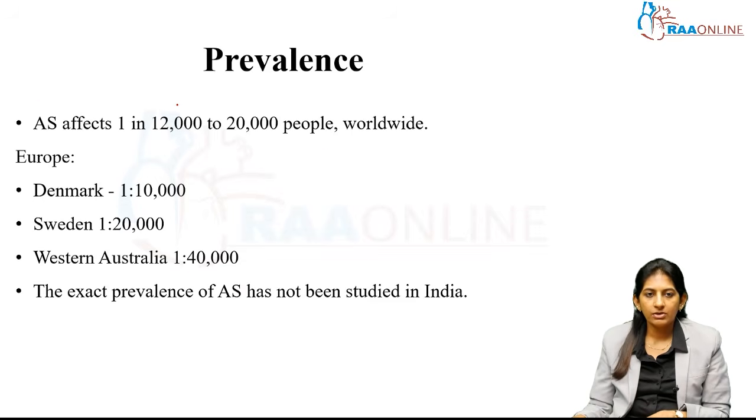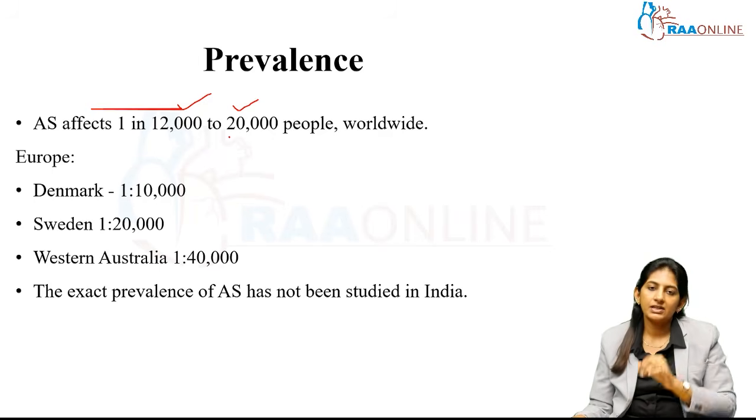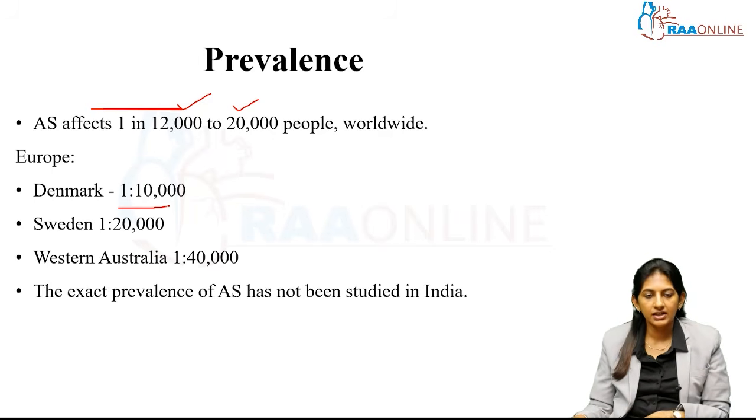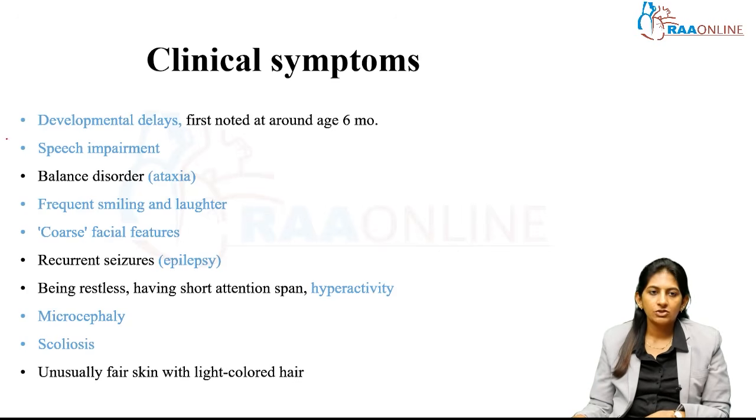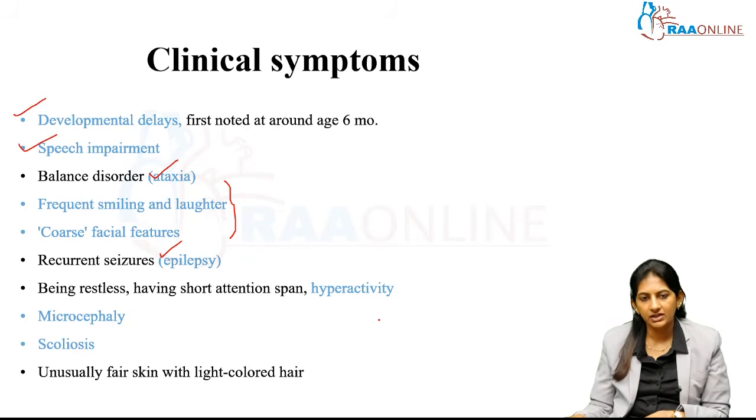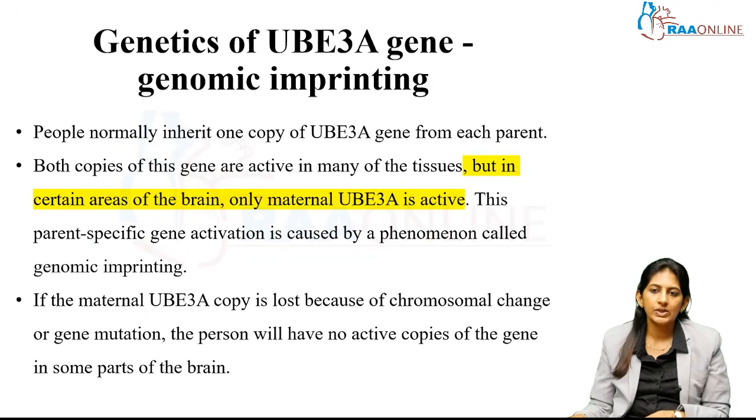Angelman syndrome affects 1 in 12,000 to 1 in 20,000 people worldwide. It is surprisingly increased in Denmark, in Europe. The exact incidence of Angelman syndrome has not been studied in India so far. Clinical symptoms are more or less similar to Prader Willi: developmental delay, speech impairment, epilepsy can be there, ataxia is there. And depending on the name, happy puppets, frequent smiling, laughter, hand flapping, hyperactivity can be there. Microcephaly, and they appear very fair skinned individuals.